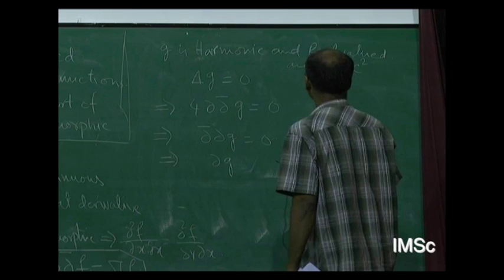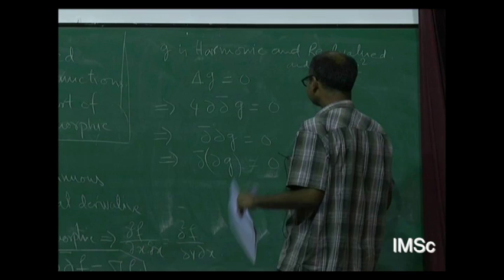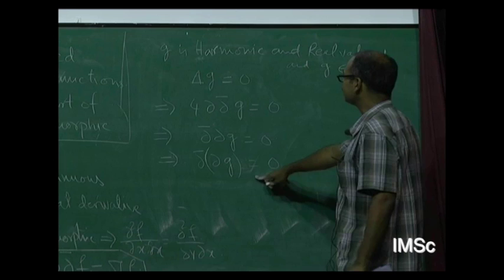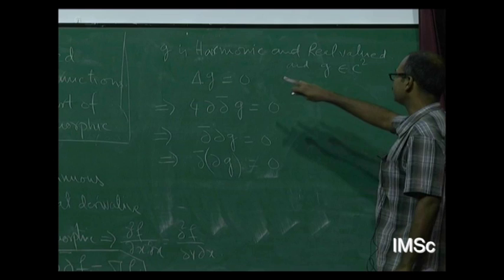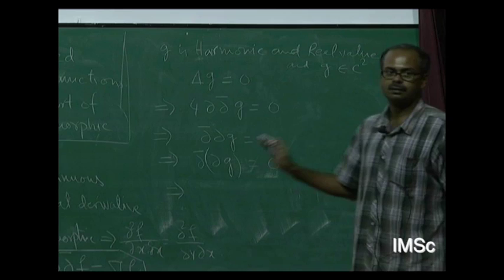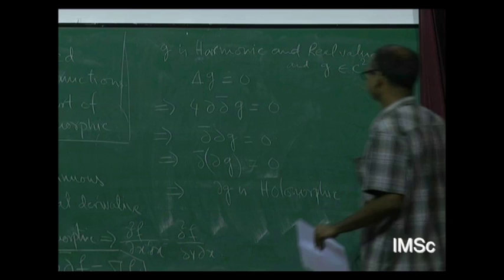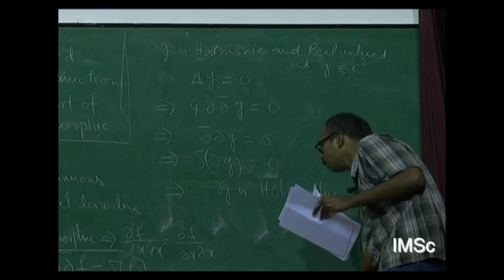So delta g, yeah, it satisfies this Cauchy-Riemann equation, and in this setup of real valued functions you can also prove that this will be sufficient for analyticity. So delta g is holomorphic. So once delta g is holomorphic, I have to use a theorem.